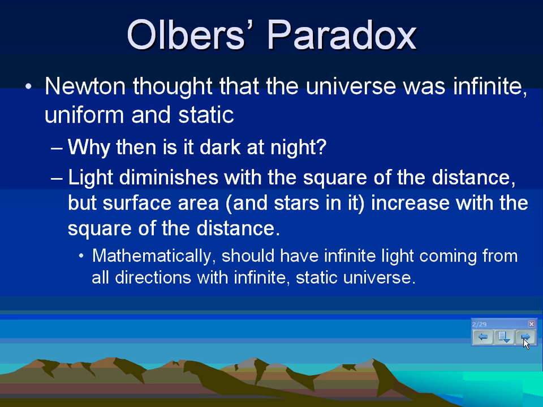Now, the problem with this is if that is true, this is the paradox, and it's not just some sort of weird mind game. We'll show you mathematically why this is true. But if the universe was infinite, and if it is stationary, and it's uniform in all directions, there should be no darkness. Okay? We should not have nighttime. That is Olber's paradox. Why is the night dark? Because we know it is, but according to this, it shouldn't be.